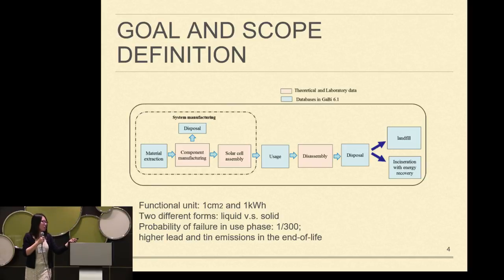What is the functional unit of our system? We defined our functional unit as 1 square centimeter, and it is interchangeable with 1 kilowatt hour. We also made some assumptions of the usage phase and the end of life. We assume there is a probability of failure in the usage phase of 1 over 300. And we also assume there are more lead emissions in the end of life.